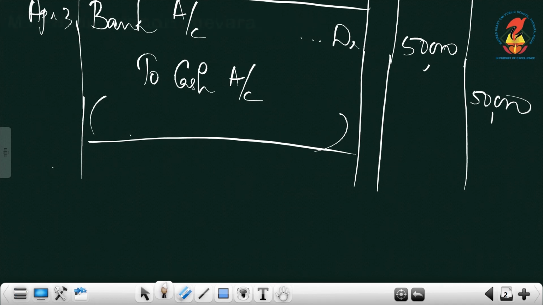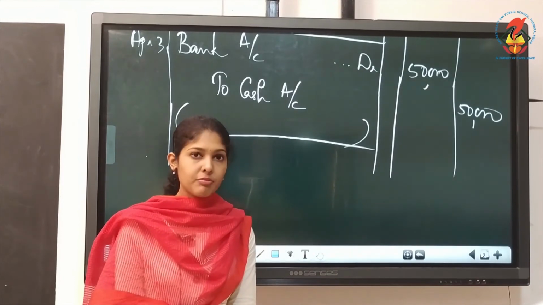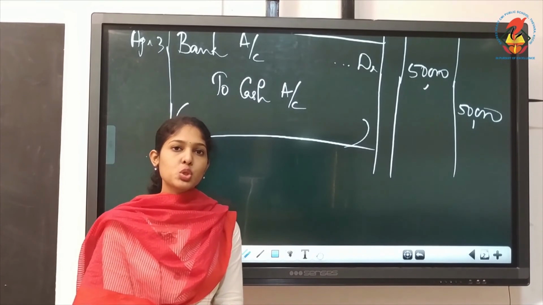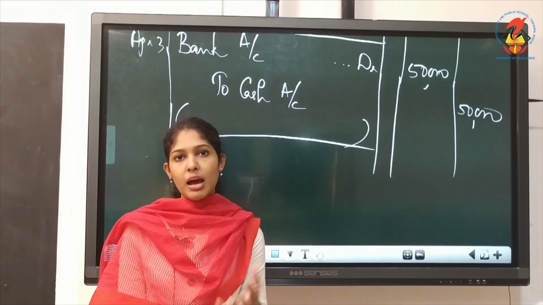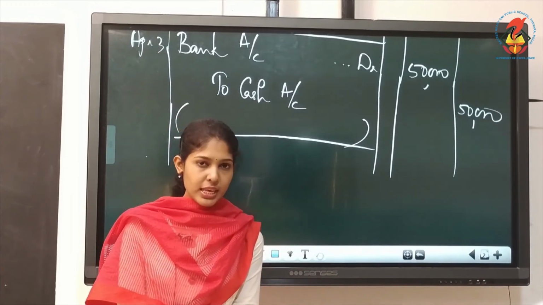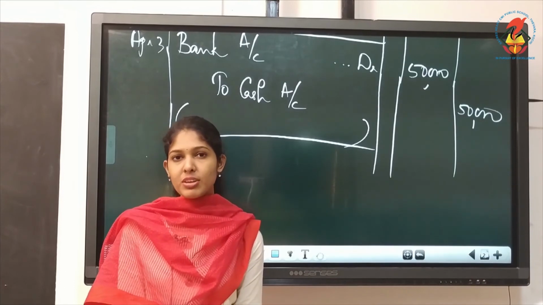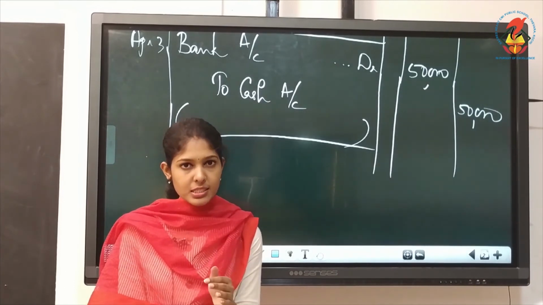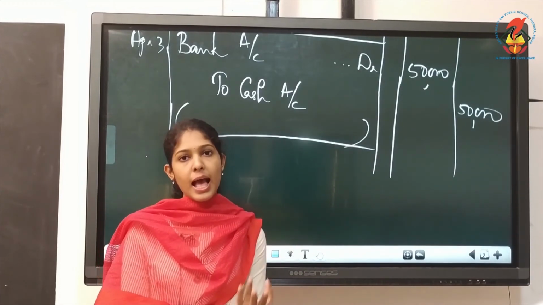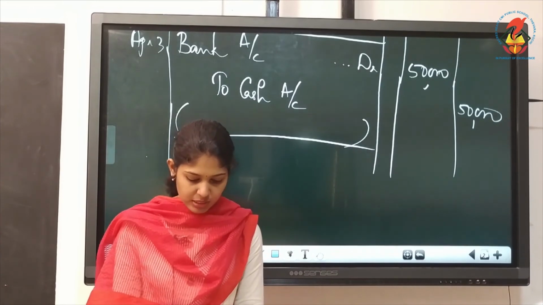Then the next one, sold goods for cash. Specifically it is not mentioned which GST you have to charge. Since it is sales, you will have to charge output GST, and whether it is CGST, SGST or IGST. Since nothing is specifically given, assume that it is within the state and you have to collect CGST and SGST. Understood? And the sale value is 40,000.